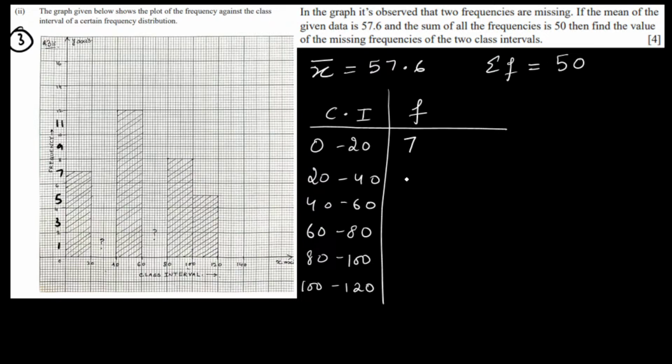20 to 40 is not given to us, we can write it as x. Then 40 to 60 is given to us as 12. Just from the top of the bar, you just have to see along the y-axis which number is there, and you'll be able to write the frequency like this.